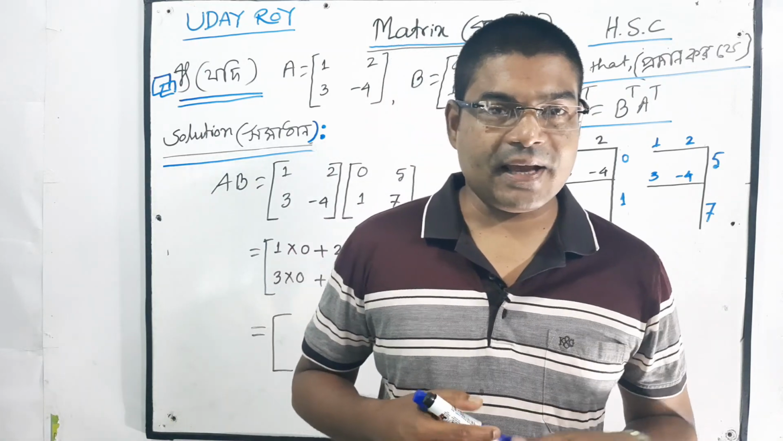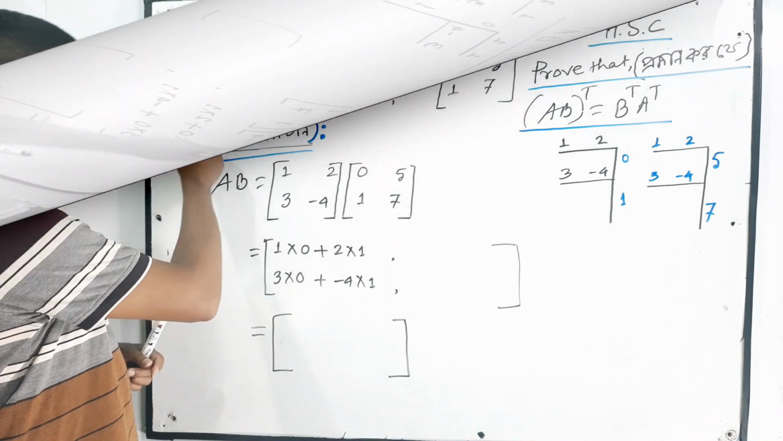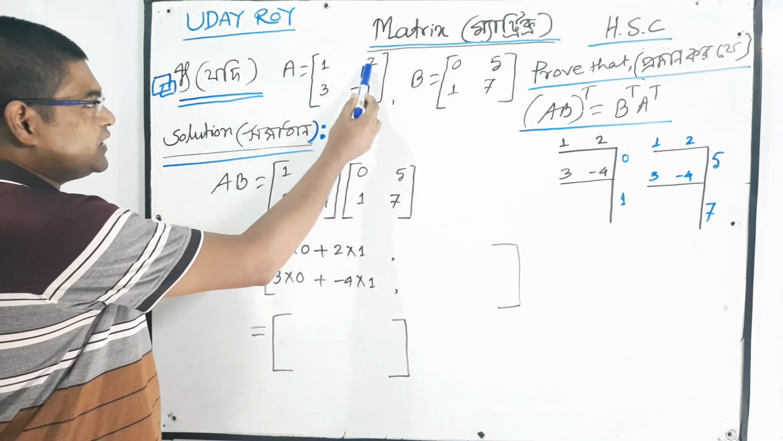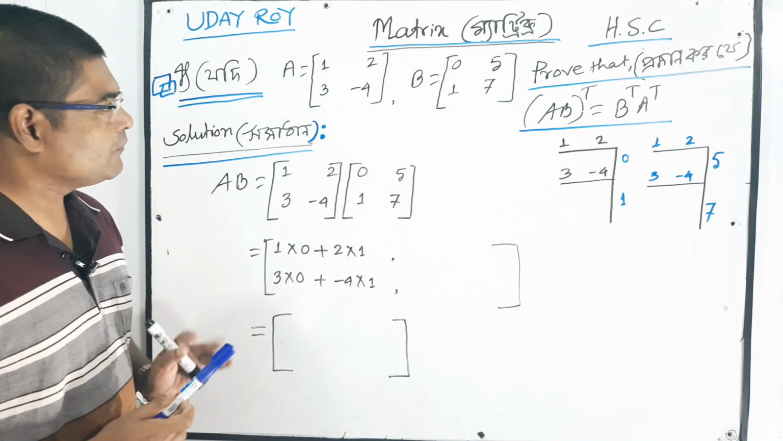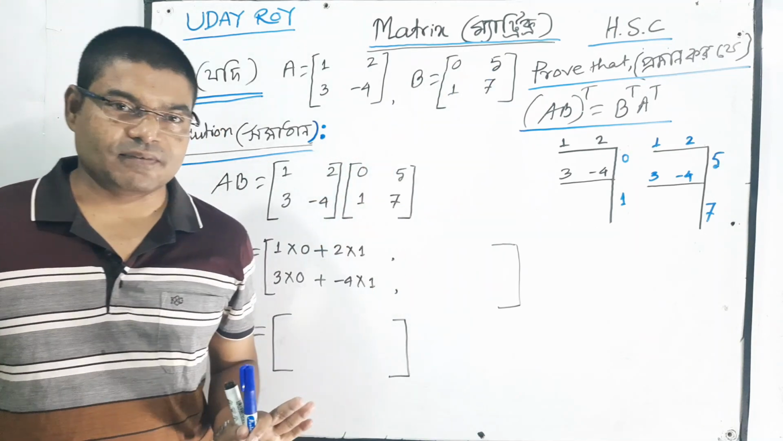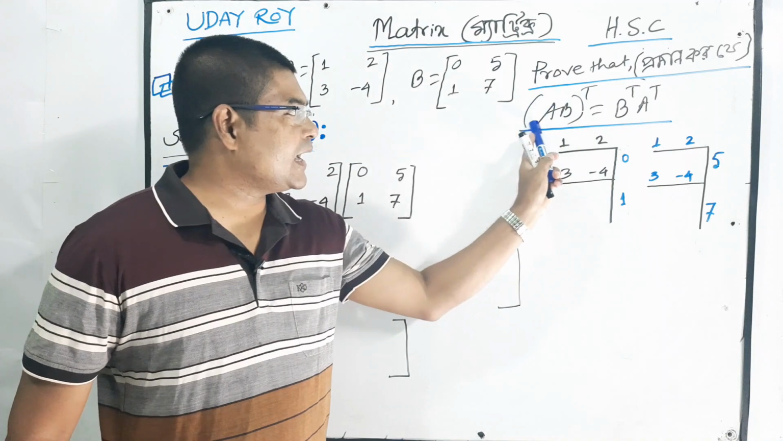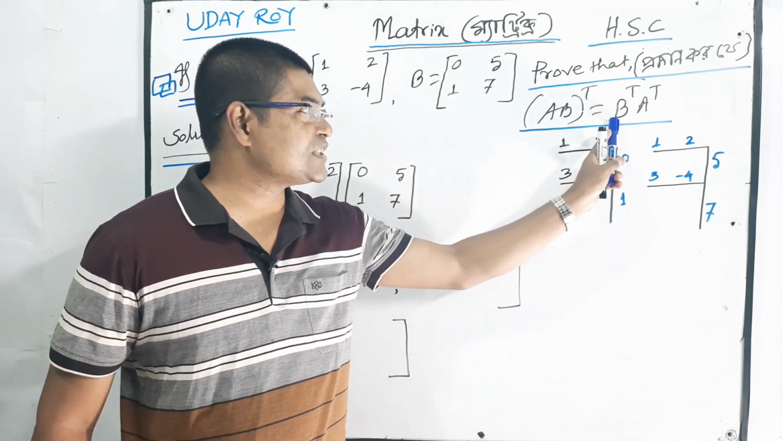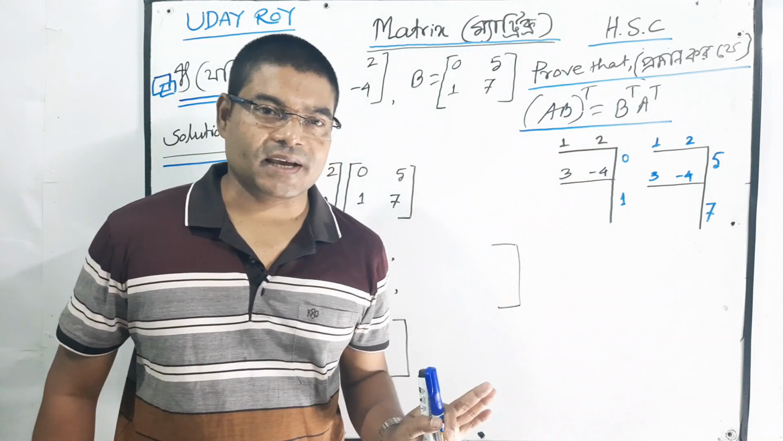So let's come back. You can see here, if A equal to 1, 2, 3 and minus 4 and B equal to 0, 5, 1 and 7, then prove that transpose of AB equal to transpose of B into transpose of A.